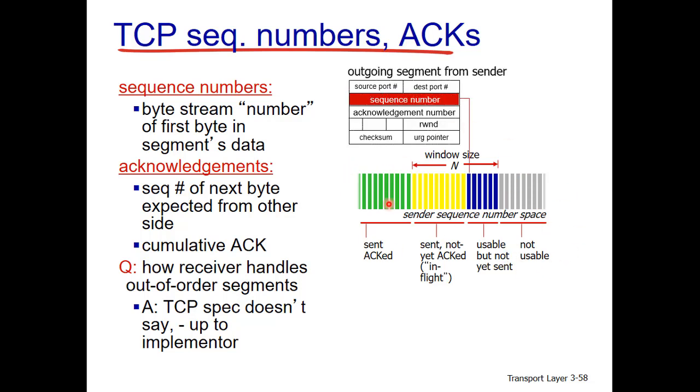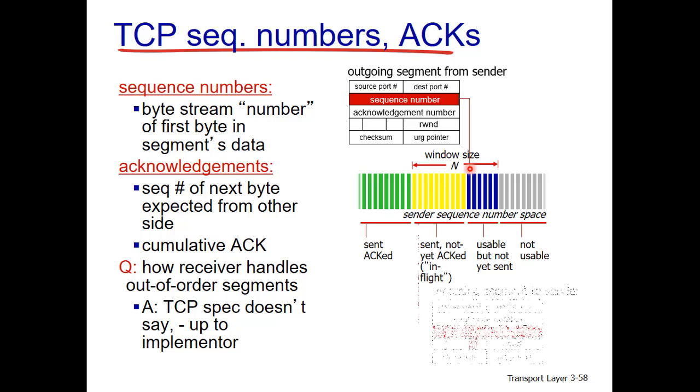Let's say this is my window. These are the packets that are already sent but not yet acknowledged. These are the packets which are usable but not sent. These are packets which are not usable, and these are the packets which are already acknowledged. Once it is sending another packet, it uses the sequence number, the byte sequence of this packet.